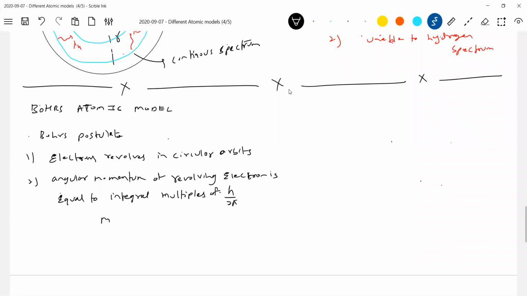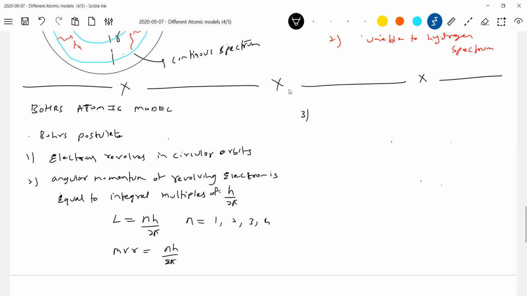So what is angular momentum? We write L = nh/2π, where n = 1, 2, 3, 4, 5, and so on. And what is the angular momentum of a revolving particle? It is mvr. So this is about the angular momentum.